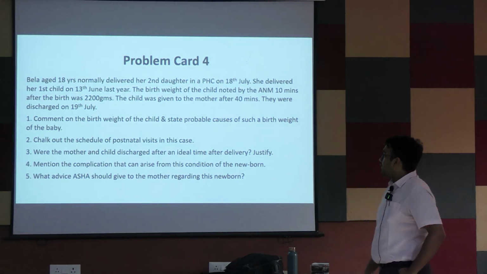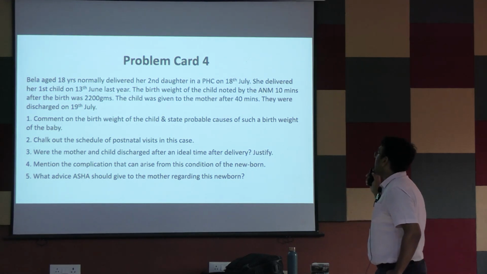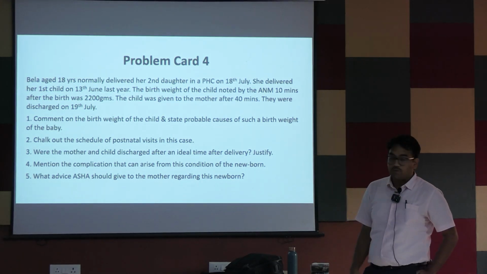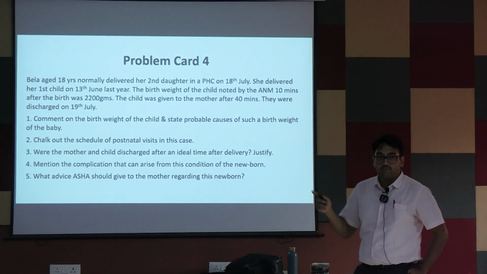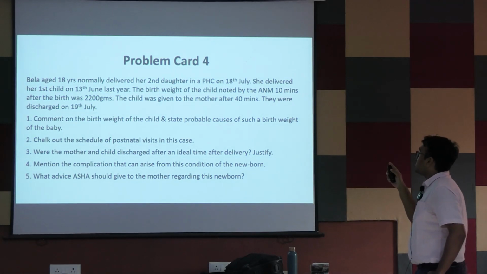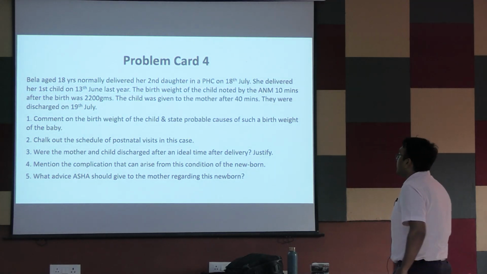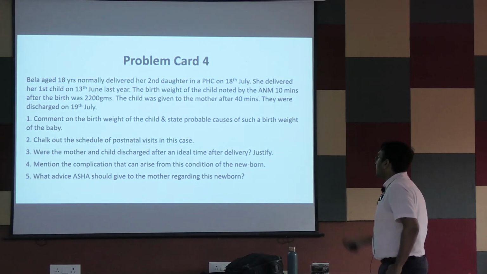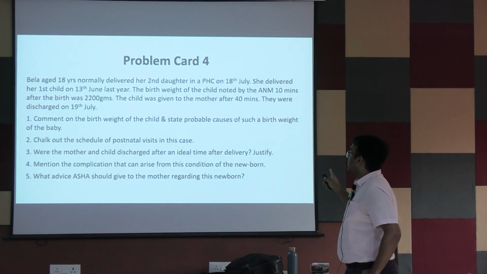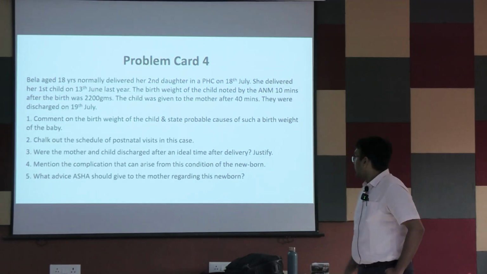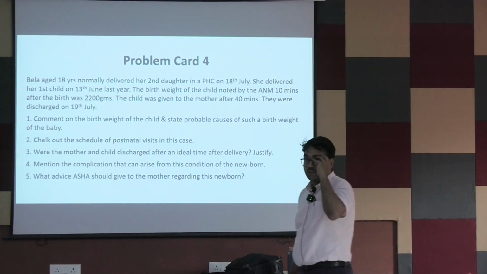So we have 5 questions here. Comment on the birth weight of the child and state the probable causes of such a birth weight of the baby. Next, chalk out the schedule of postnatal visits. We have already discussed that. We will see again. Were the mother and the child discharged after an ideal time after delivery? Justify. Mention the complications that can arise from this condition of the newborn and what advice the ASHA should give to the mother regarding this newborn. These are the questions that you can be asked from this problem card.